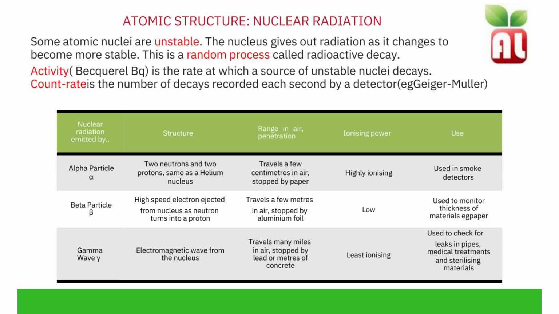Gamma radiation is a wave as seen on the electromagnetic spectrum. The electromagnetic wave is emitted from the nucleus. Gamma waves travel many miles in air and are stopped by lead or meters of concrete. It is the least ionising, as gamma waves have no mass or no charge. Gamma waves are used to check for leaks in pipes, medical treatments, and sterilizing materials.